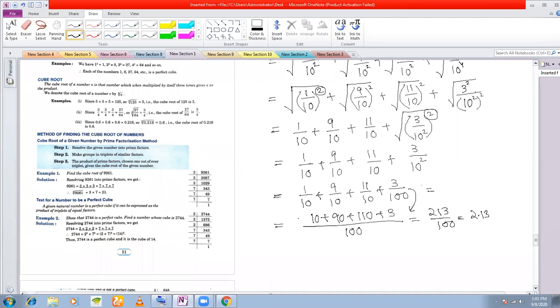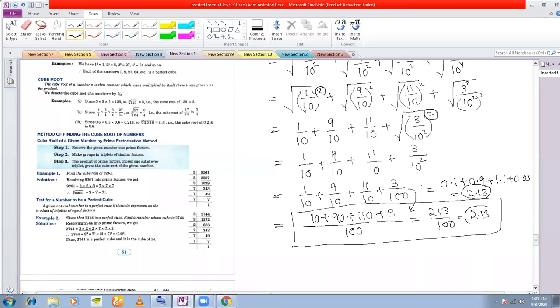Or if you don't want to do this, then you can write as we had done previously. 1 by 10 you can write as 0.1, this 0.9, this 1.1, and this 0.03. In either case, whatever you do, you'll get the same answer, 2.13. Whether you take the LCM here, or convert it into decimal and then add, you'll still get 2.13. Any question?